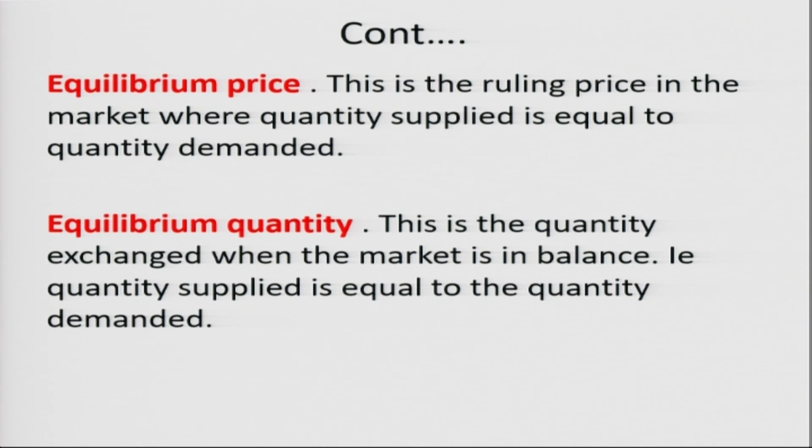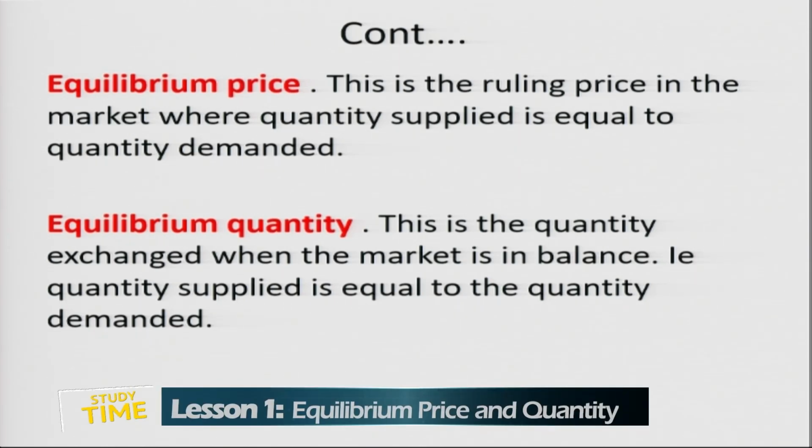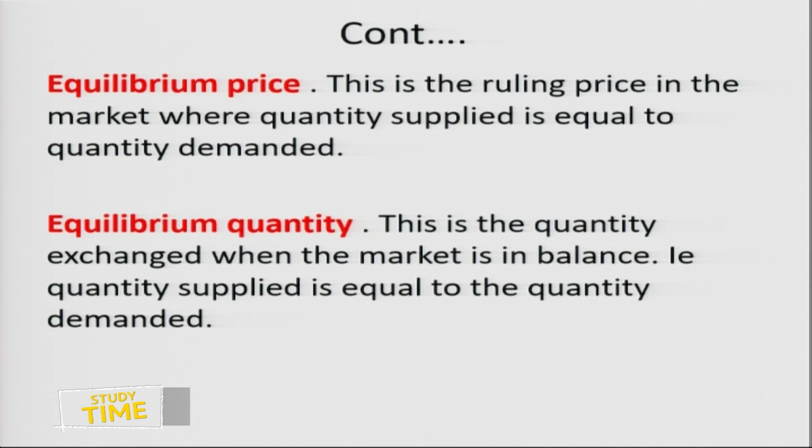The term equilibrium is where two things are somehow equal. You are in a state whereby you're stable, two forces are equal, and therefore nothing is trying to change. So equilibrium price is the ruling price in the market where quantity supplied is equal to quantity demanded. They are balancing. To be in equilibrium, two things must be balancing.